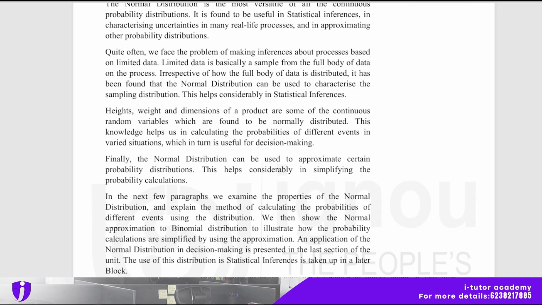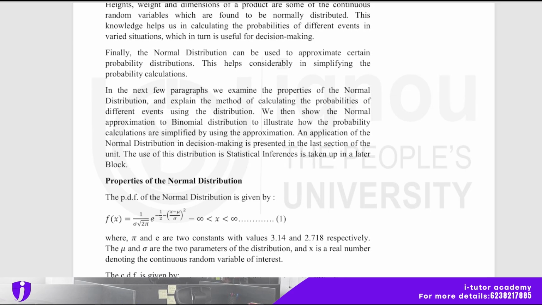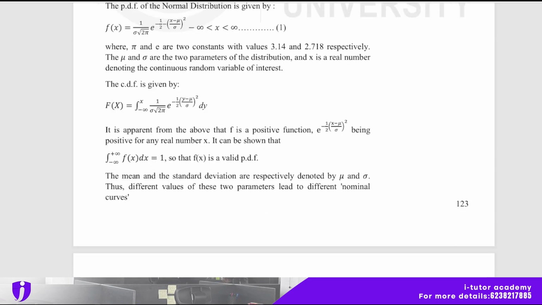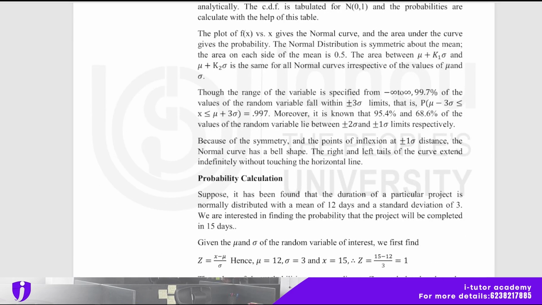Height, weight, and dimension of a product are some of the continuous random variables which are found to be normally distributed. This knowledge helps us in calculating the probability of different events in varied situations, which in turn is useful for decision making. And finally, the normal distribution can be used to approximate certain probability distributions. This helps considerably in simplifying the probability calculation. And these are the properties of the normal distribution, and the probability calculation is also here.